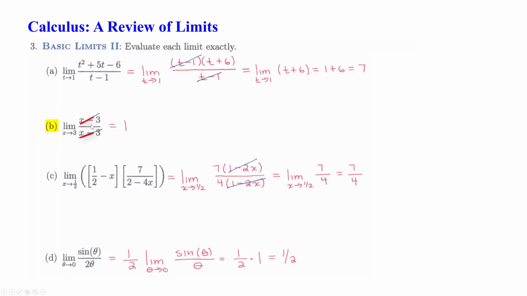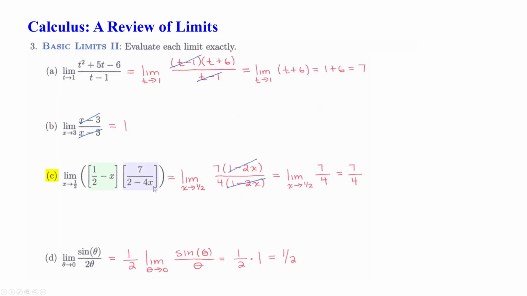Here, we can cancel. So the limit as x goes to 3 of x minus 3 over itself is equal to the limit as x goes to 3 of 1, and that's where the x minus 3's cancel. That says the function 1 is equal to this function except at the value of 3. Again, that's functions that agree at all but one point. And then we cancel, and then we evaluate the limit as x goes to 3 of 1. That's just 1.